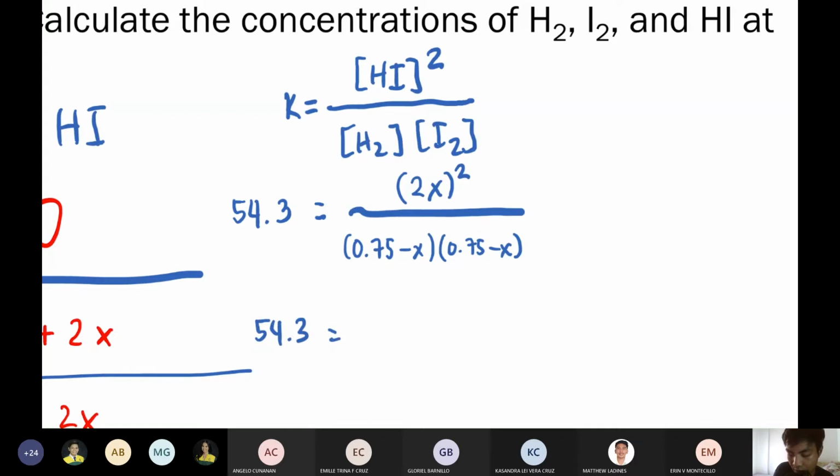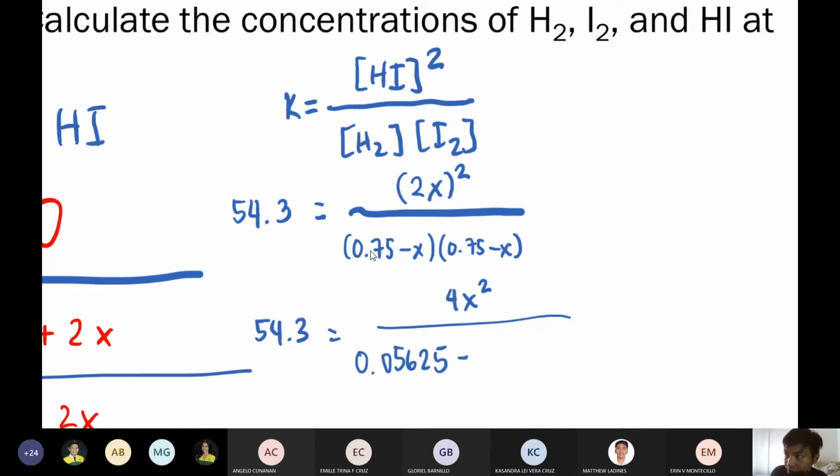54.3. O, yung numerator pala muna. What is parenthesis 2x raised to 2? So, mangyari dyan, yung 2 may square, yung x may square din. Okay, so we will have 4x square on the numerator. Baka isipin nyo, 2x square ha, mali yun. Okay, mali yun. 4x square yan, pag ganyan. Okay. First terms, 0.75 times 0.75, that will be 0.5625.